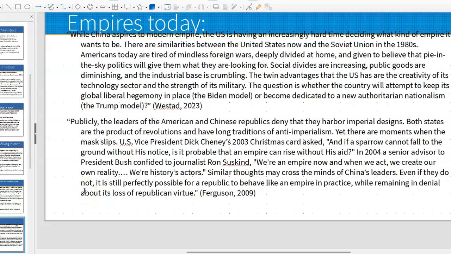Continuing with that, empires today, Westad argues that while China aspires to modern empire, the U.S. is having an increasingly hard time deciding what kind of empire it wants to be. Again, an acknowledgement that we're an empire. The question is, what kind?